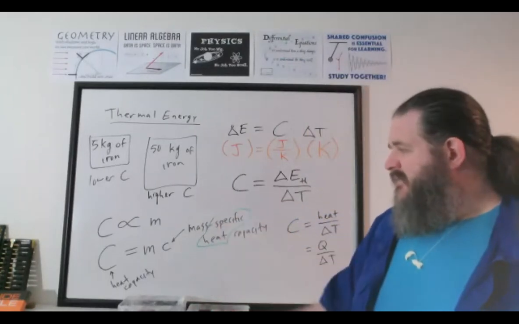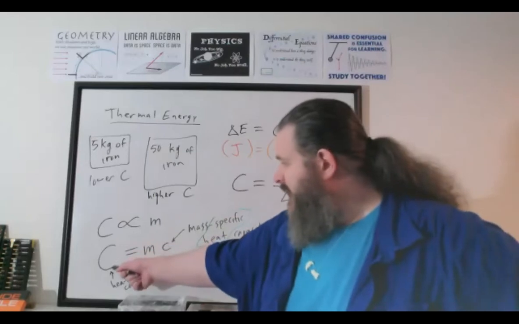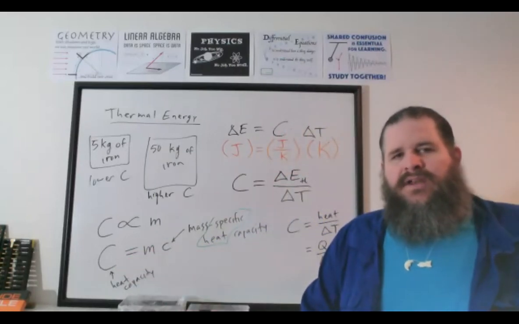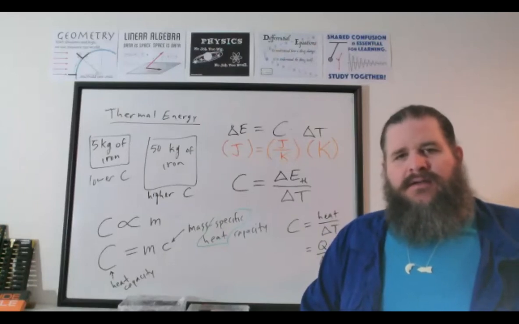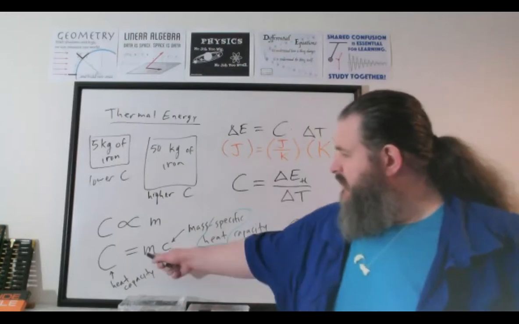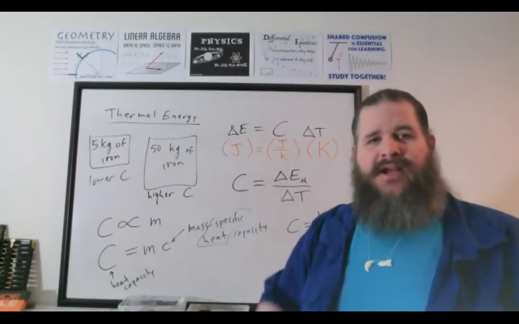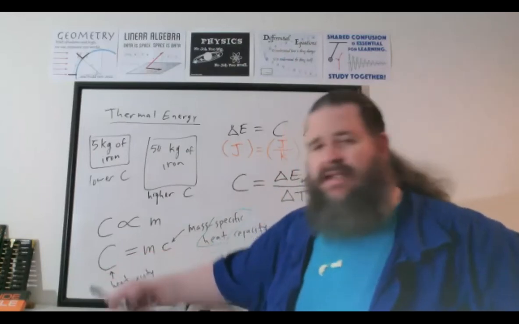It's called mass specific heat capacity because it's the heat capacity standardized based on the mass. And what do you think that's going to be dependent on? Like if you've got two objects, let's say you've got two objects that are the same mass, a 5 kilogram object and another 5 kilogram object. Do they have to have the same heat capacity?